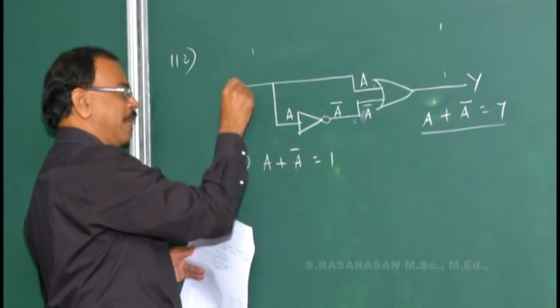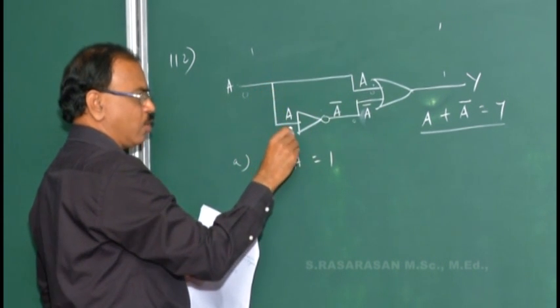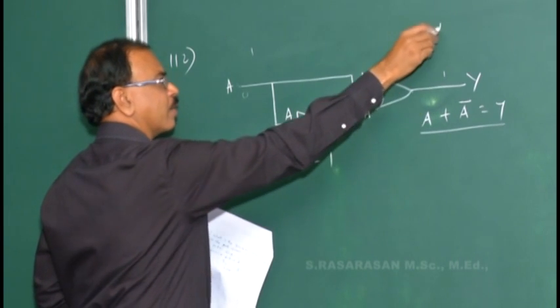If A is 0, then here also it is 0. Then here 0 is given, output is 1. So again 0 or 1 is 1.